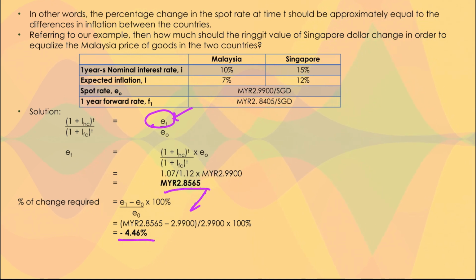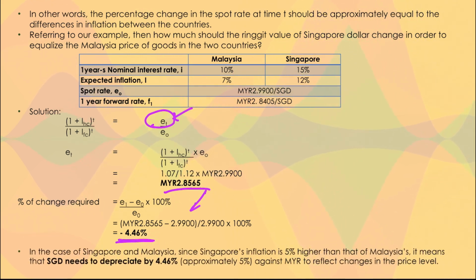What does 4.46% mean? It means that the Singapore dollar needs to depreciate by 4.46%. Since Malaysia's inflation is 5% higher, the Singapore dollar needs to depreciate by 4.46%. Why depreciate? Because the value is negative. So the Singapore dollar needs to depreciate by 4.46% against the Malaysian ringgit to reflect changes in the price level.